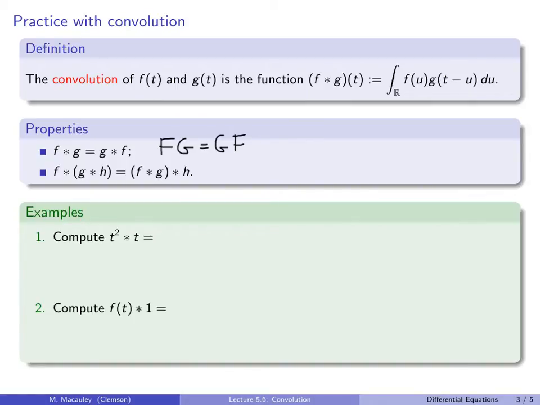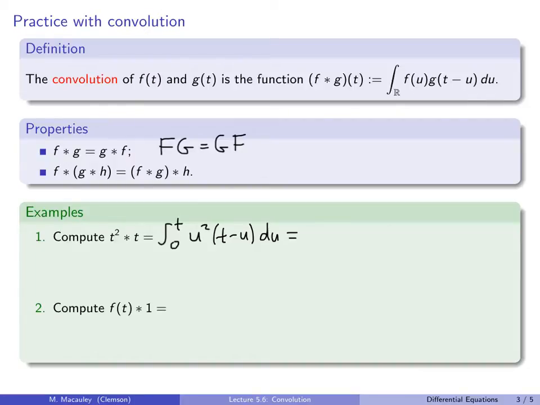t squared star t. This thing it's the integral, by definition, we integrate 0 to t of, so now we got to put f of this function f of u, so we got to put not a t squared but a u squared in here. And then we have to do not a t but a t minus u, so let's put a t minus u here. And then let's integrate du.